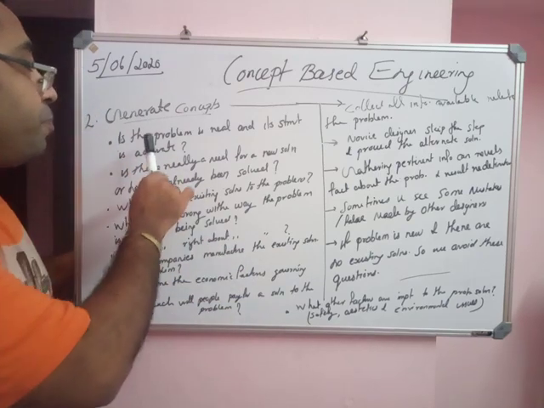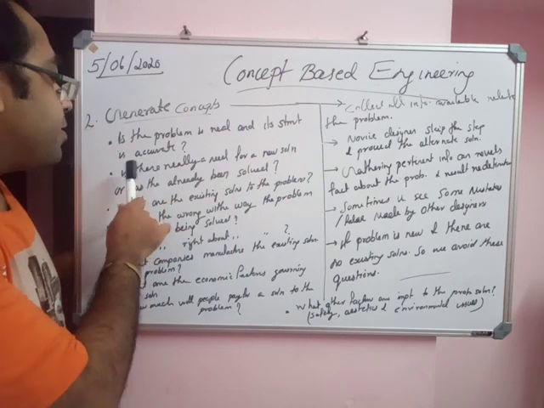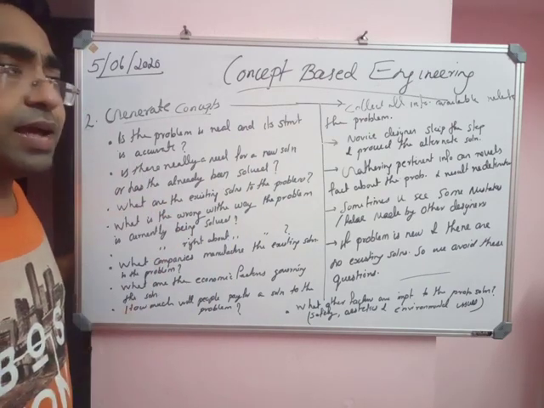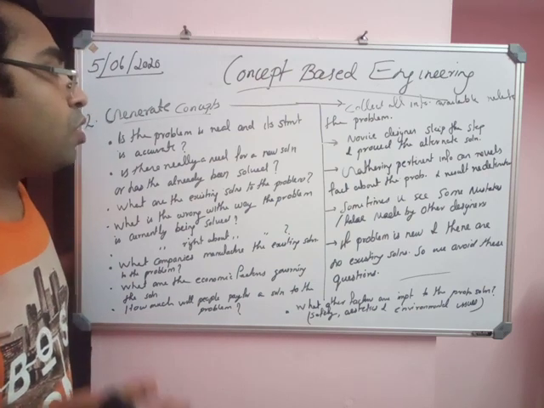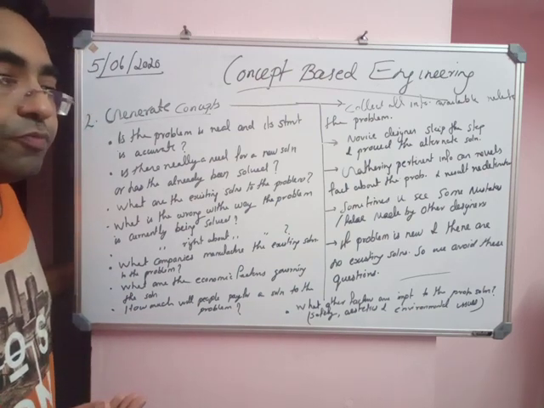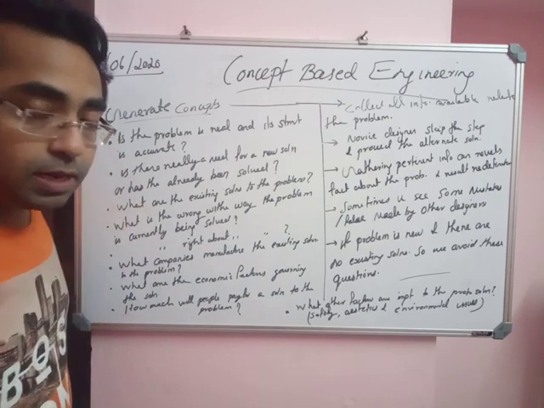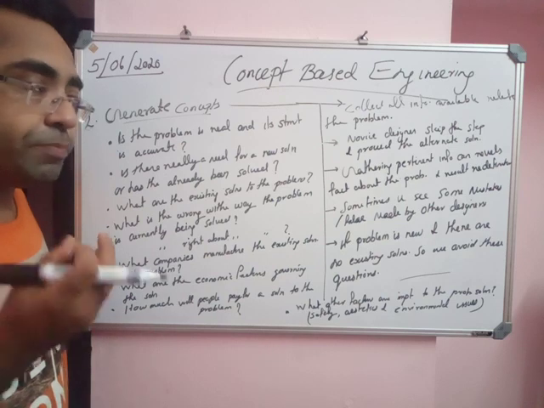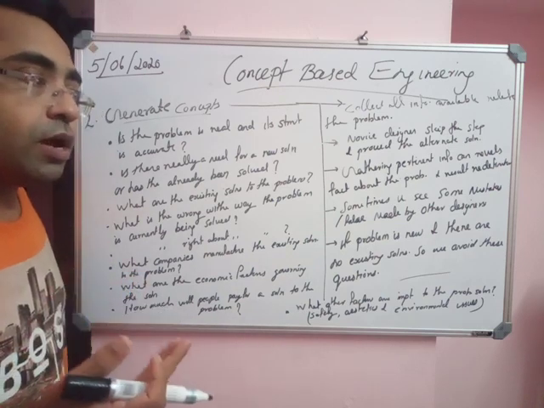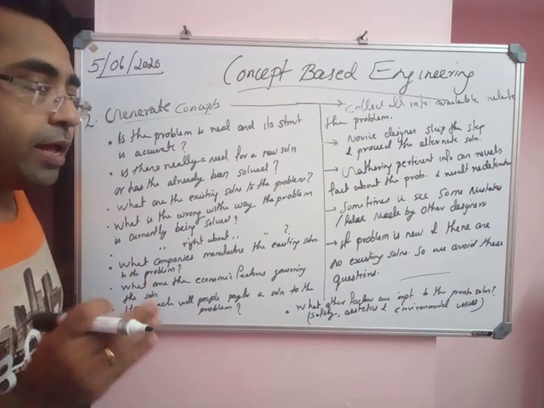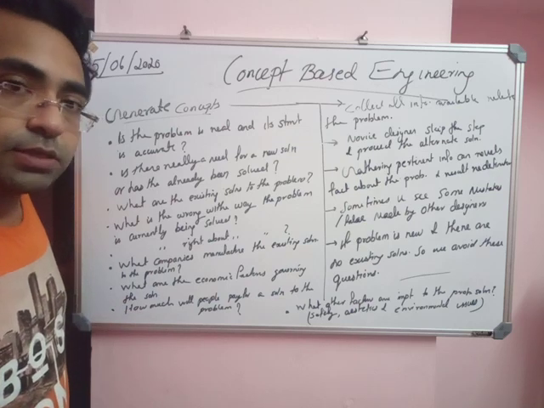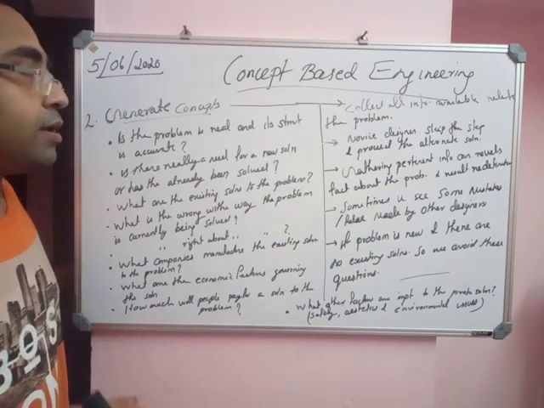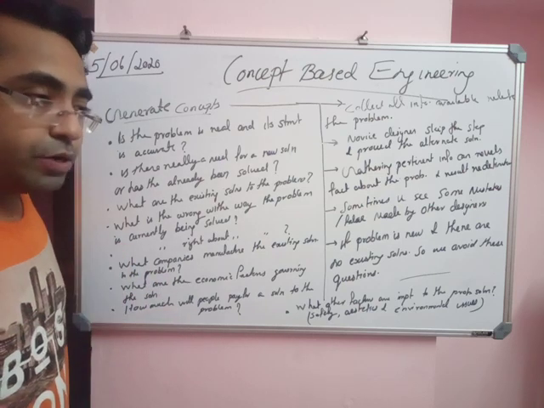Is the problem real and is the statement accurate? The first question is whether the problem is real, whether that problem actually exists, or the statement is inaccurate. For example, suppose there is a room and we need a heater that should have a particular temperature and cut off automatically, like a new problem arising there. If we really need it, then it is real and it is an accurate problem.